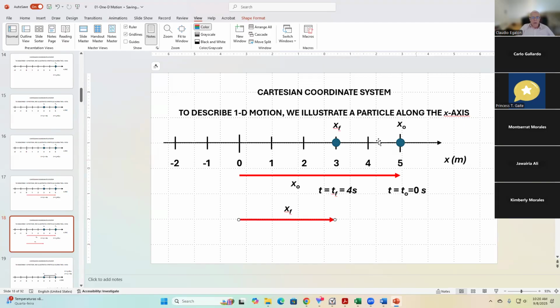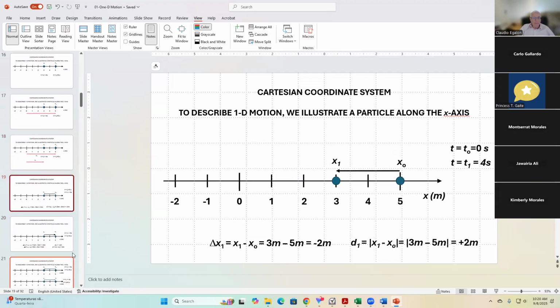Okay, so here you go. Vector, initial vector position, final vector position. And then we can denote the displacement vector as a vector going from the initial position to the final position. See that? And that's the very definition of displacement.